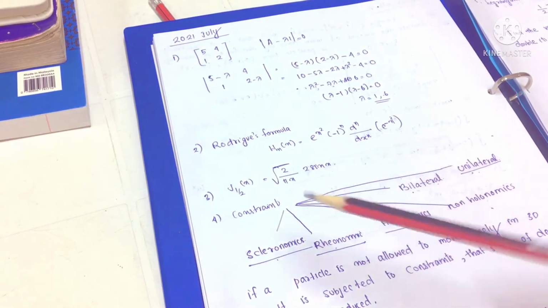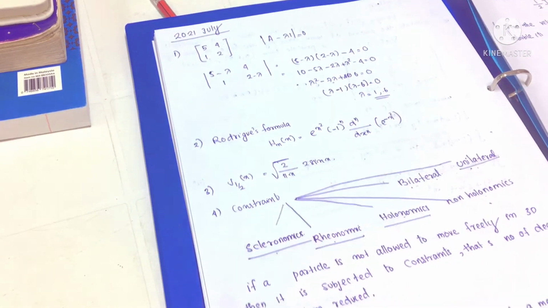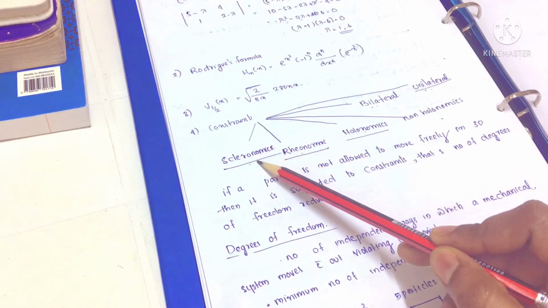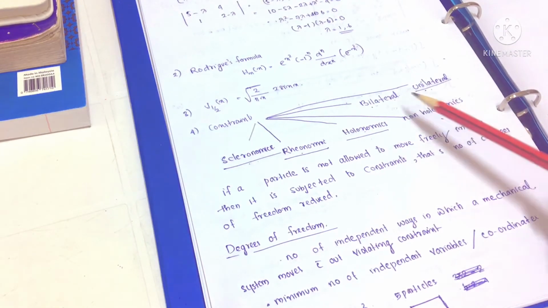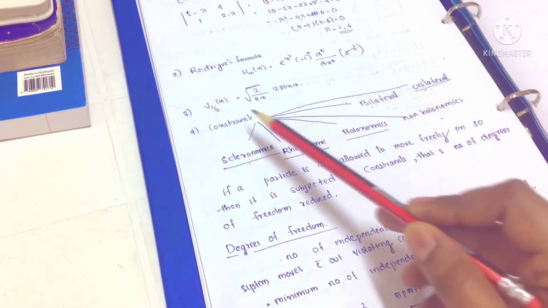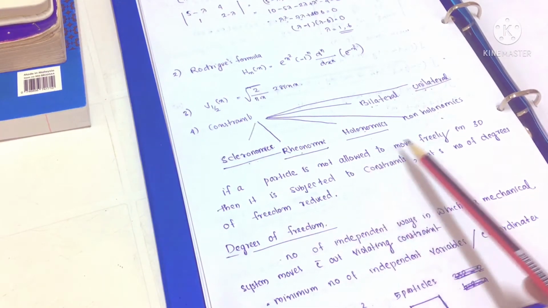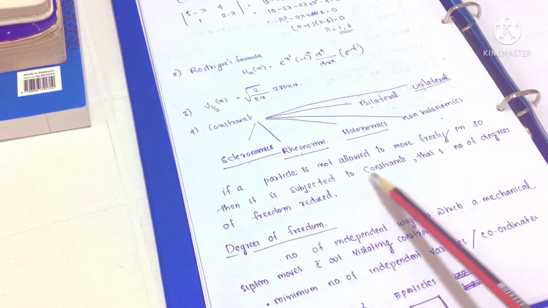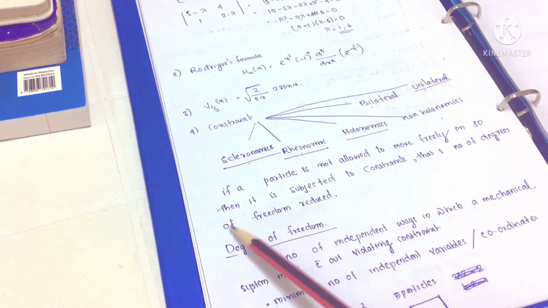Next, fourth question is about constraints. What do you mean by constraints? It is a basic concept in classical mechanics. Constraints mean difficulty to move, that is, a restriction of movement. If I say in a definition, if a particle is not allowed to move freely in 3 dimensions, then it is subjected to constraints. That is, the number of degrees of freedom is reduced. Reduced degrees of freedom means there are some constraints.